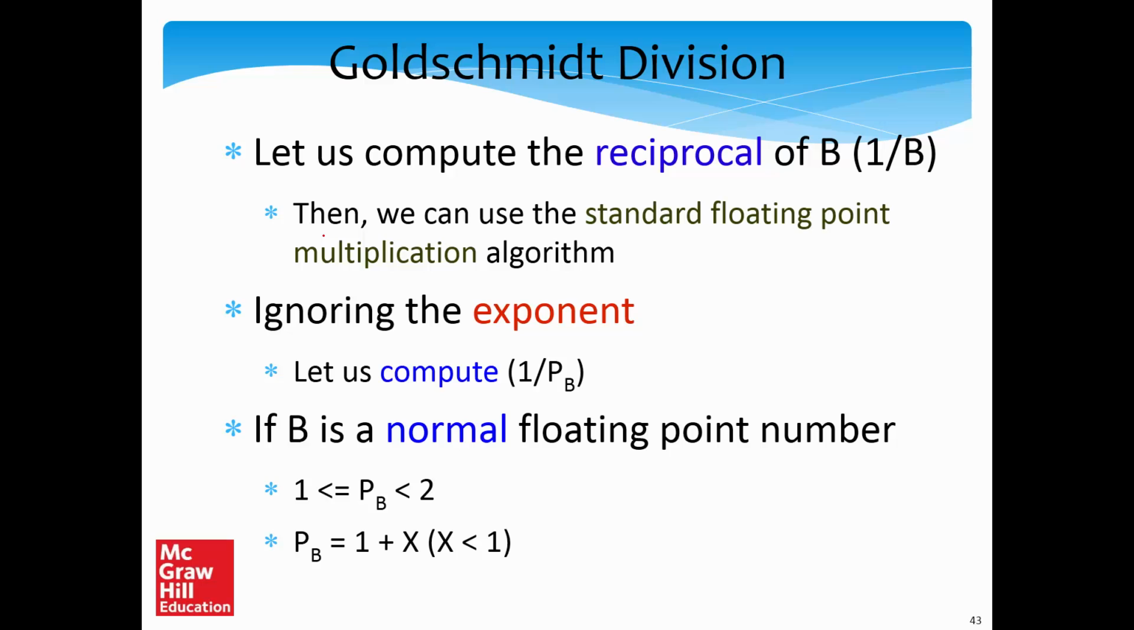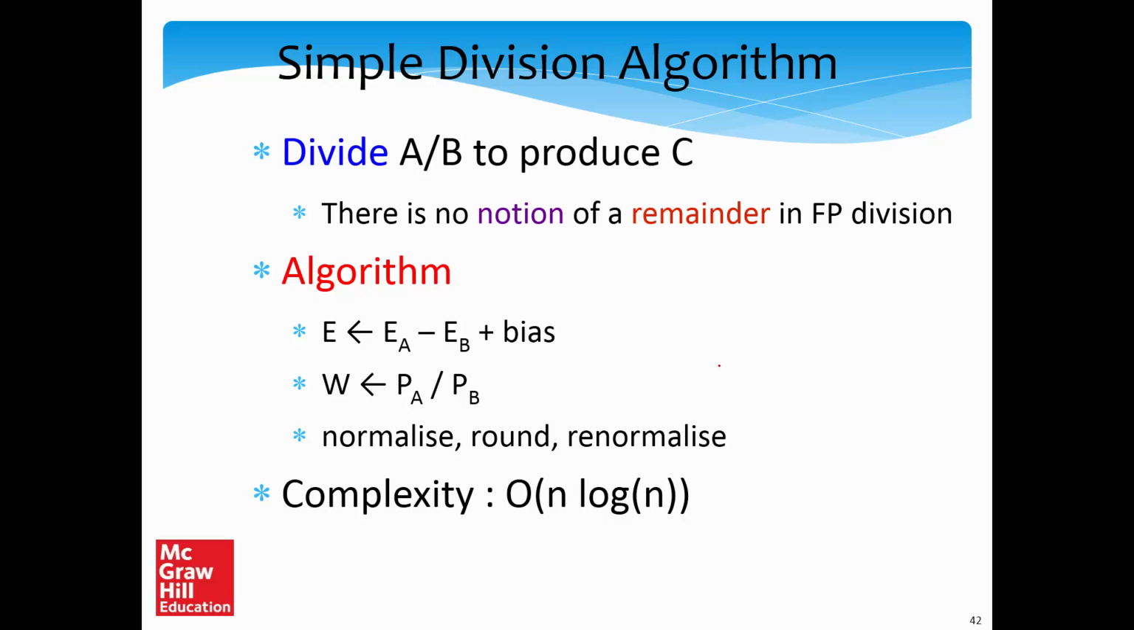Then we again go back, and given the reciprocal of the significand, we'll multiply it with the significand of a. So we basically get PA divided by PB, and then the rest of the division algorithm will be the same. So we are essentially getting to this point, albeit with a much faster method. The rest of the steps are exactly the same.